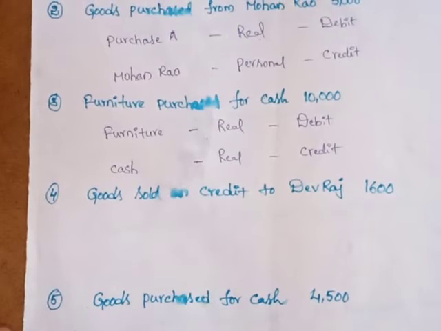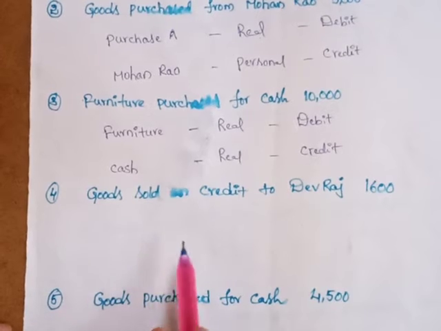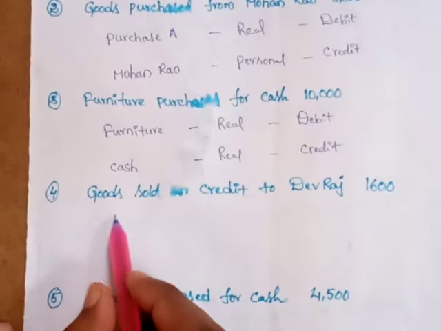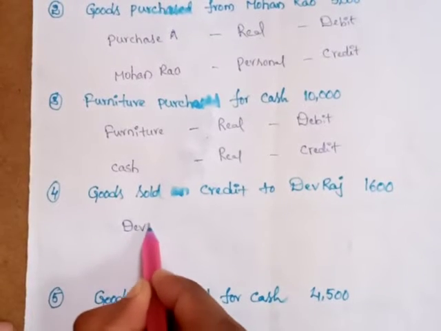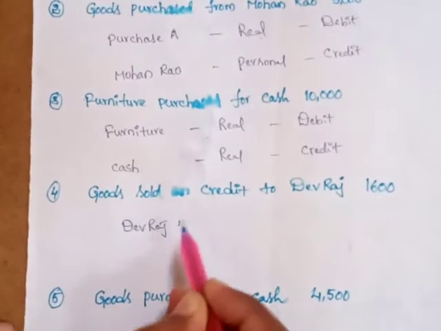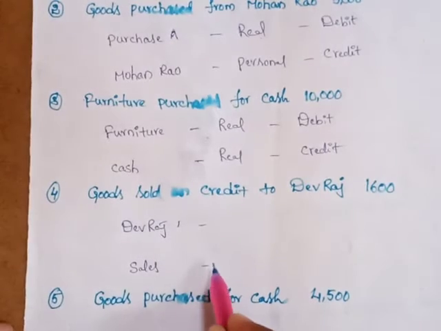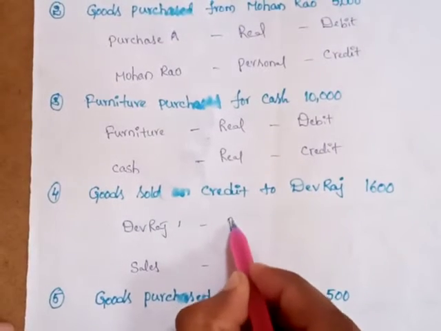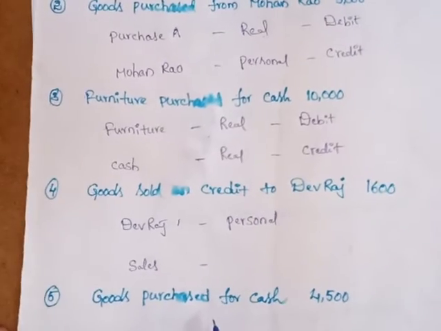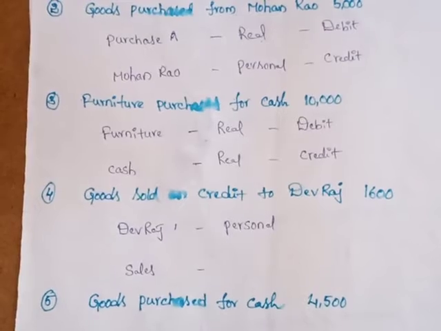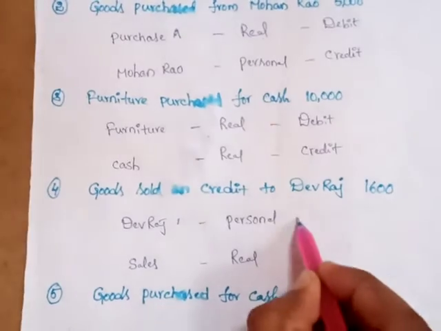Next, goods sold on credit to Devaraj. In this transaction, two aspects are involved. Those are Devaraj account, and second one is sales. Devaraj is a person, that's why it is a personal account. And sales: what we sold here is goods. Goods is an asset, that's why it is a real account.